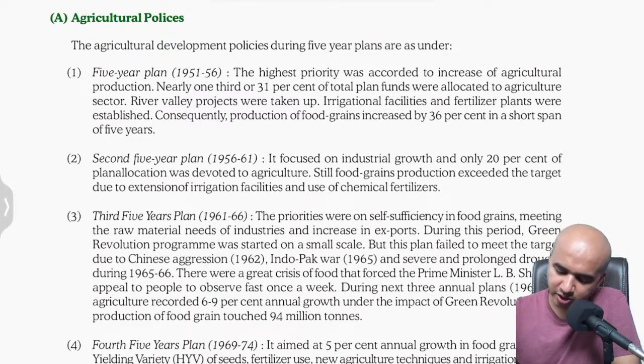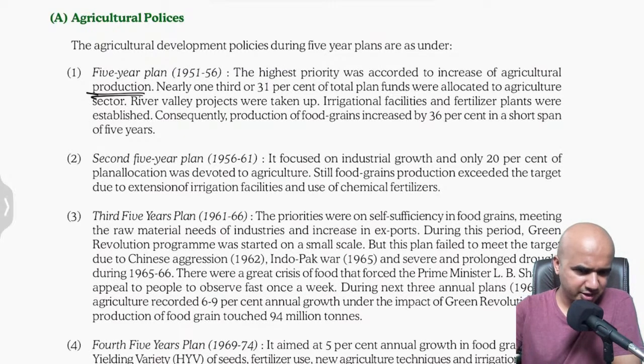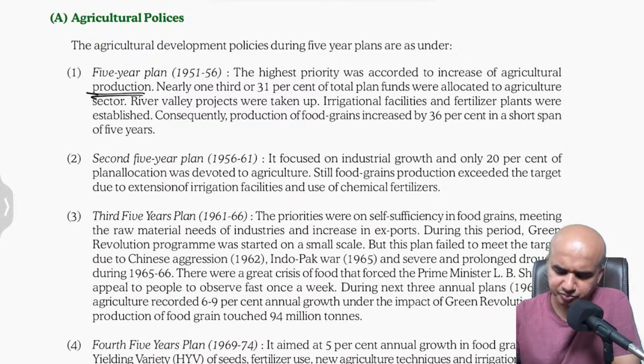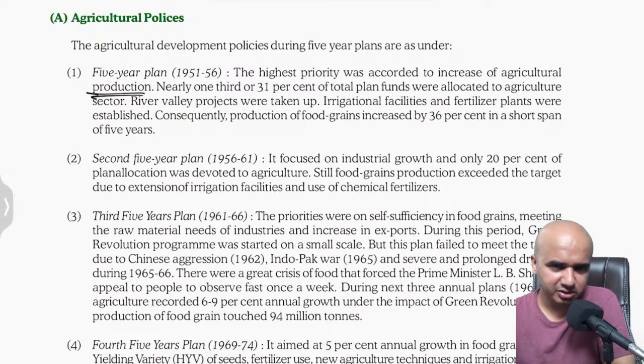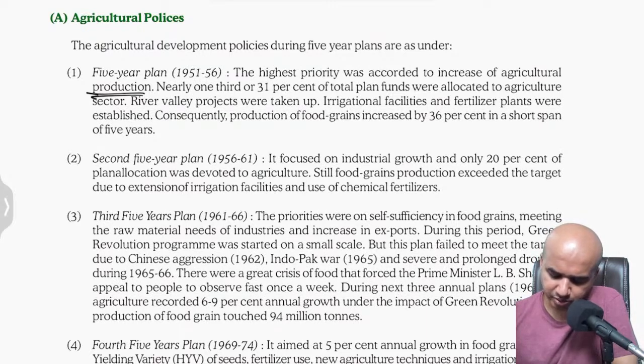The highest priority was accorded to the increase of agricultural production. Just then we had got independence, so anyone would be more worried about food than about industries. Thankfully, they did concentrate on agriculture, to make sure that everyone was well fed. Nearly 1/3, or 31%, of the total plan funds were allocated to the agricultural sector. River valley projects were taken up, irrigational facilities and fertilizer plants were established. Consequently, production of food grains increased by 36% in a short span of 5 years. A good development, I would say.